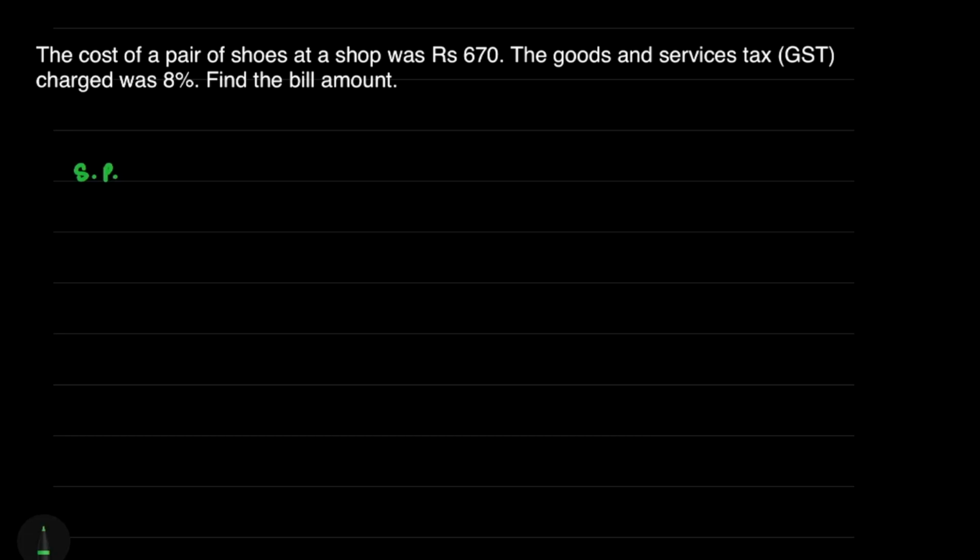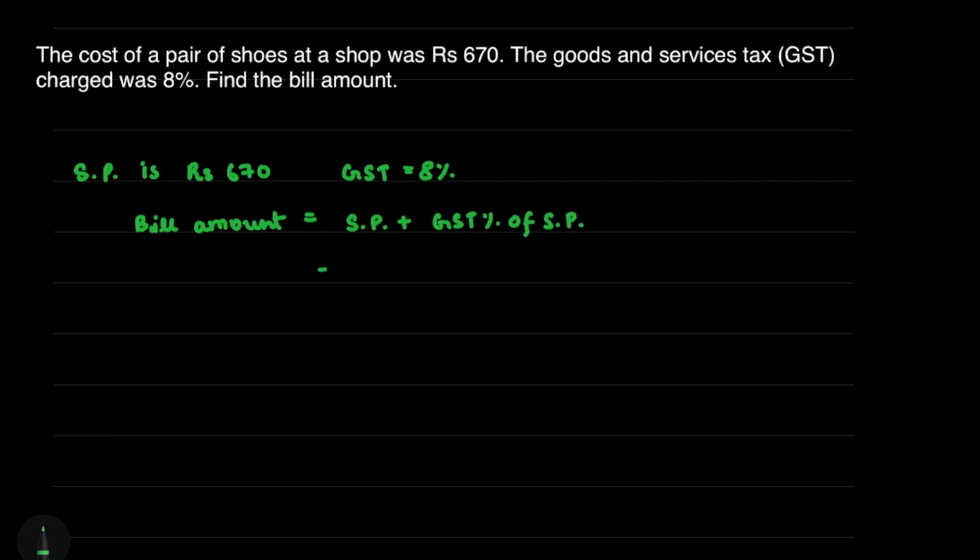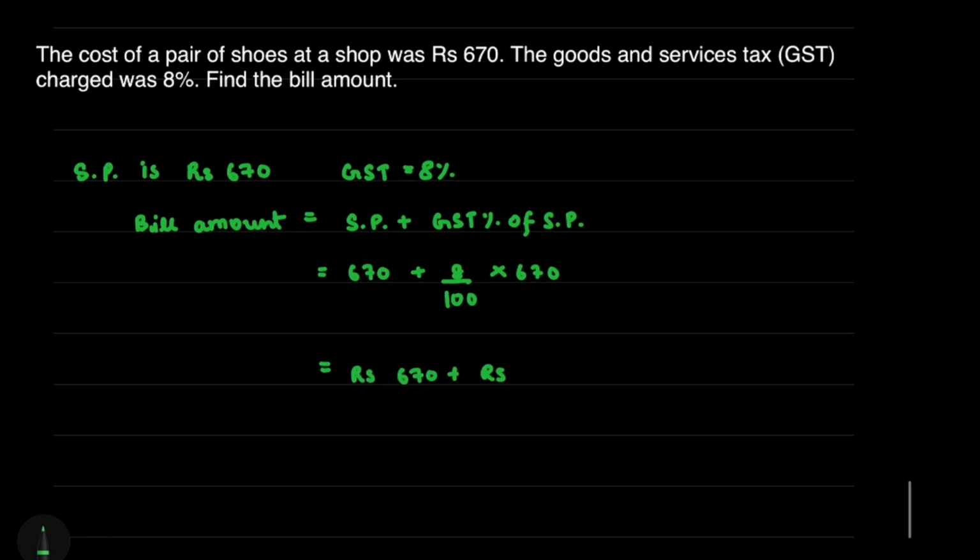So the selling price of the item is 670 rupees. We know that the GST charge is 8%. So let's find the billing amount, and that comes out to be selling price plus GST percent of selling price. So selling price is 670 rupees plus 8%, or 8 over 100, of 670 rupees. And this finally comes out to be 670 rupees plus 53.60 rupees. And the final bill amount comes out to be 723.6. So that's how we calculate the final bill amount.